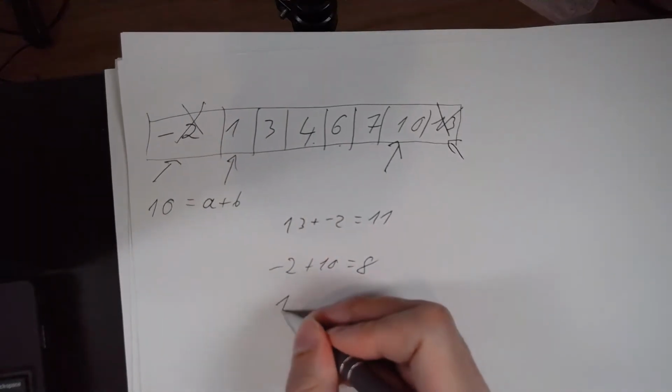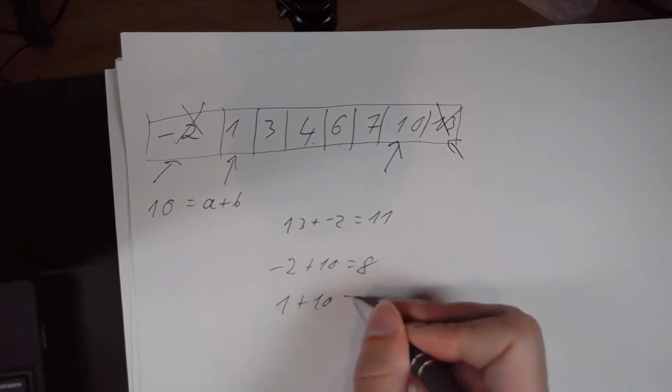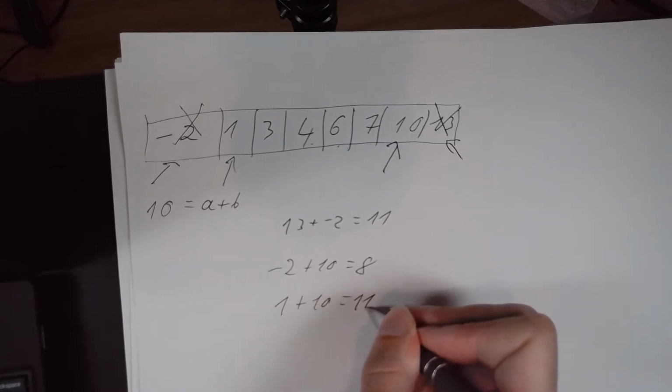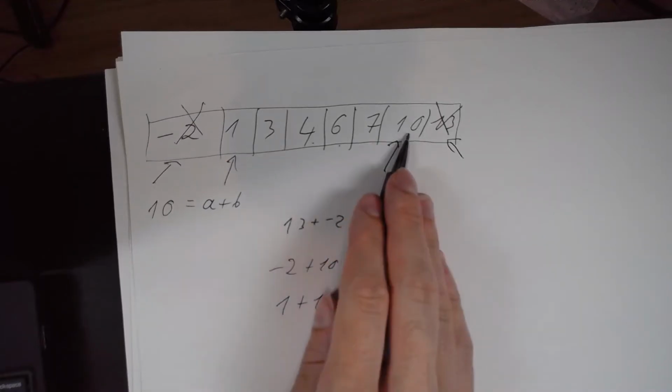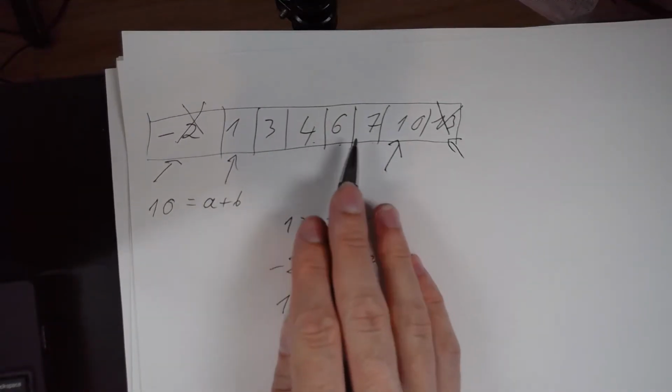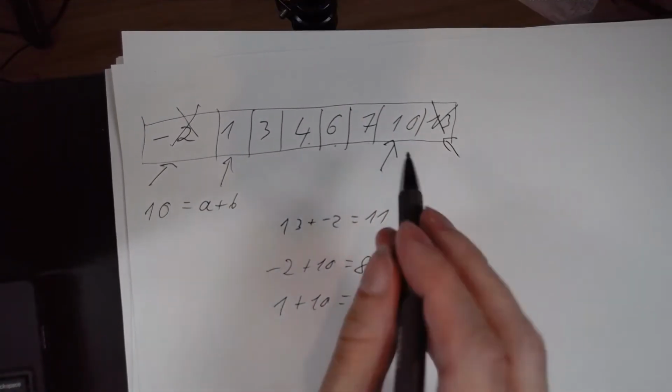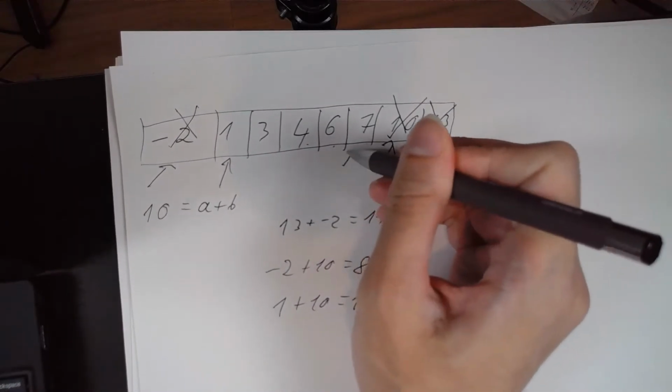Now we have 1 plus 10, which yields 11 again. So now our sum is too big. So again, we cannot use the 10 because no matter which number we use the 10 with, it would get larger. So the 10 can be crossed out, and we look at the 7.